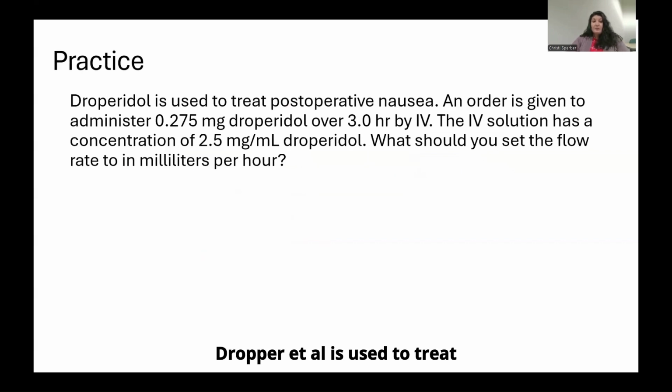Droperidol is used to treat postoperative nausea. An order is given to administer 0.275 milligrams of this medicine over 3 hours by IV. The IV solution has a concentration of 2.5 milligrams per milliliter. What should you set the flow rate to in milliliters per hour? Go ahead and pause the video, and then when you're ready, come back. So what do we want to know? We want to know the rate in milliliters per hour.